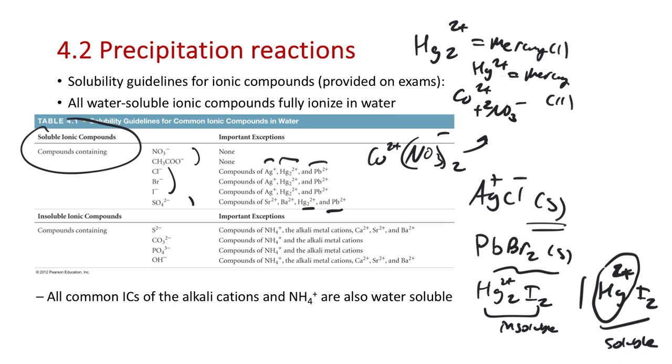Sodium chloride is soluble to the point of like 600 grams in a liter. That's a really, really high solubility. Calcium sulfate solubility is probably like 20 grams in a liter, so a much lower solubility. So there's always a limit on solubility.